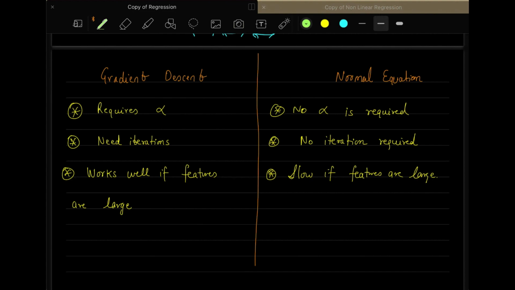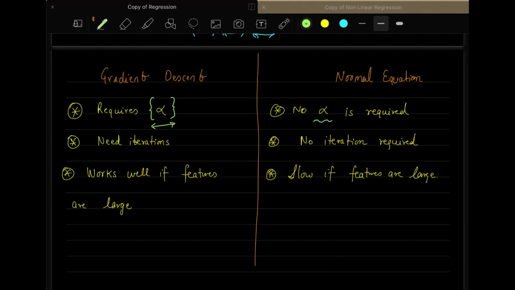Just to give a contrast between the two, like what are the advantages and disadvantages, I have listed them down here. As you can rightly see, in gradient descent there is a requirement of alpha. Alpha is the learning rate parameter. We require that parameter to get to the optimized value of theta of the equation of the line. Whereas in the case of the normal equation, there is no requirement of alpha as such, and you will directly get the optimized value of theta by using the equation that we derived last time.